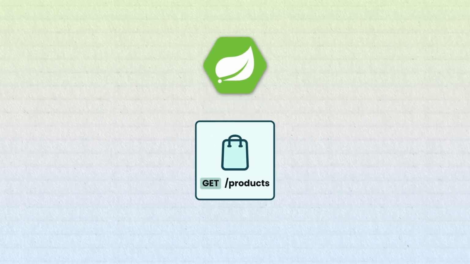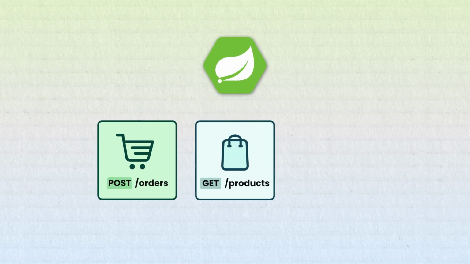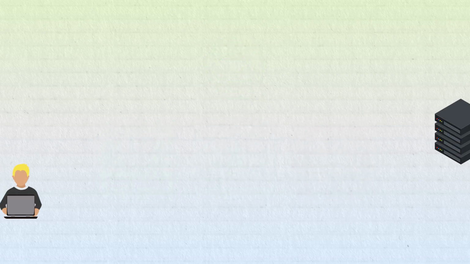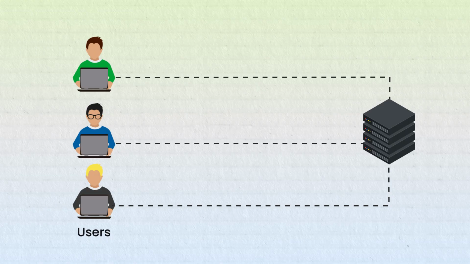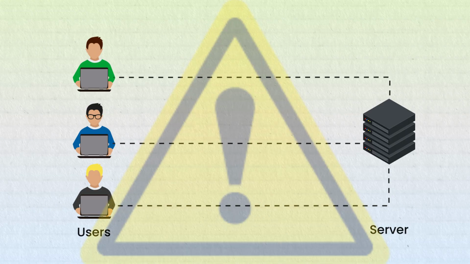Let's say we have a simple Spring Boot application. Maybe it handles getting products, inserting into orders, some login. Right now, your user talks directly to one backend server. So the architecture looks like this. User connects directly to Spring Boot server. This is simple, but it has two big problems.